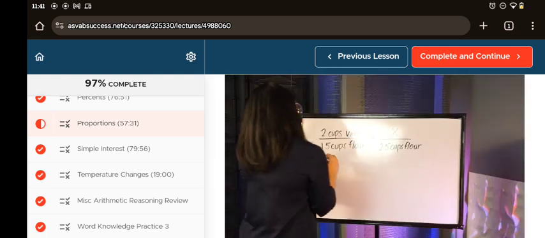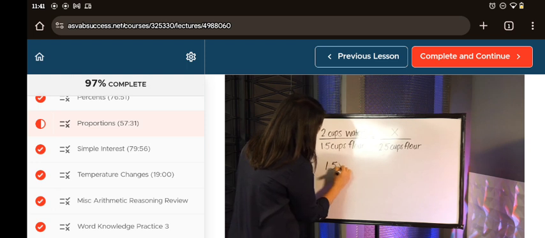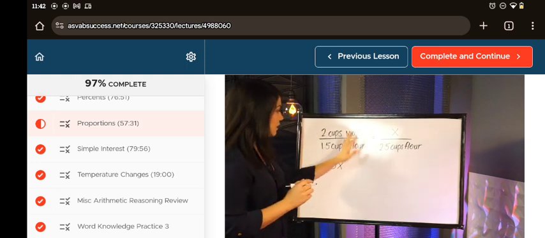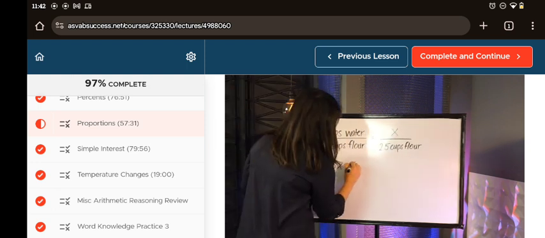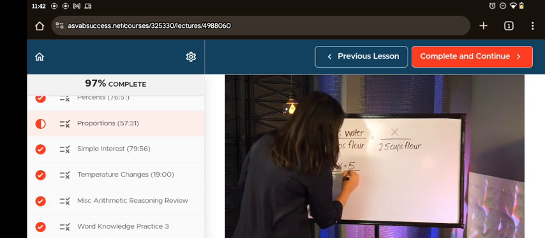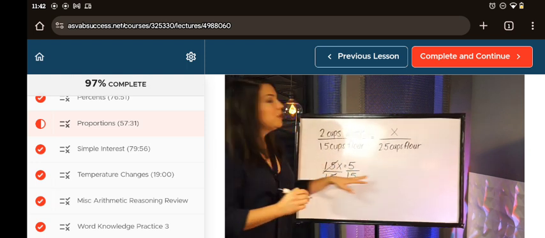So we cross multiply because that's just what we do when we have two fractions equal to each other. 1.5 times x is 1.5x. Now we're going to set that equal to 2 times 2.5, which is 5. We're going to divide by 1.5 to isolate the x. And we're going to go ahead and work this out.